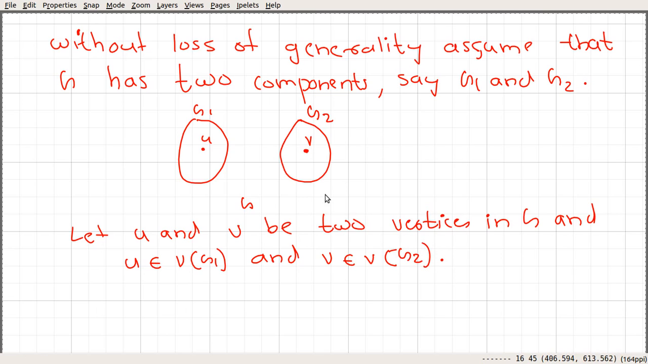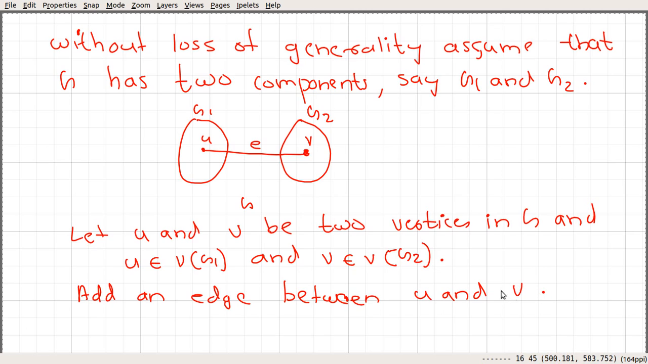Let's add a new edge between these two vertices in these two connected components, and let's see what is going to happen. Let's add an edge between u and v, and call that edge e. So add an edge between those two vertices u and v, where u is in G1 and v is in G2.